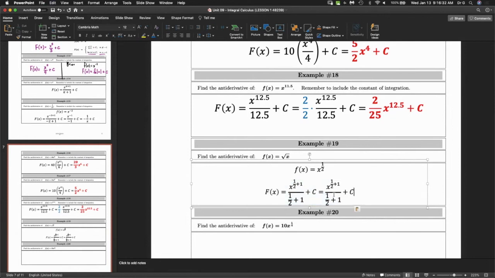And of course, I expect you to know your fractions. So this is 3 halves, and that's 3 halves. And that answer is all cute, but I don't like a fraction within a fraction. So we'll write this as 2/3 x to the 3 halves plus c.